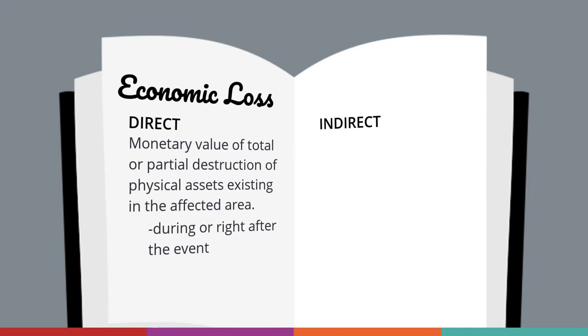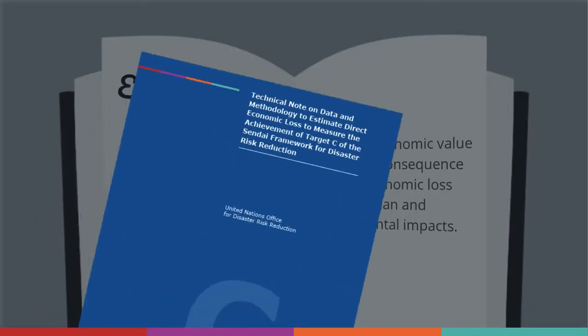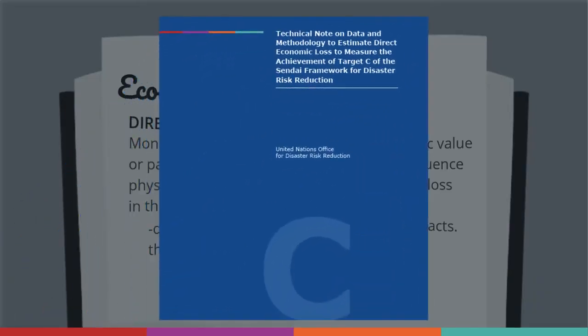Indirect economic losses are a decline in economic value added as a consequence of direct economic loss and/or human and environmental impacts, and includes impacts like revenue declines owing to business interruption, increases in government debt, among others. Refer to the TGN for other relevant definitions and terminology.